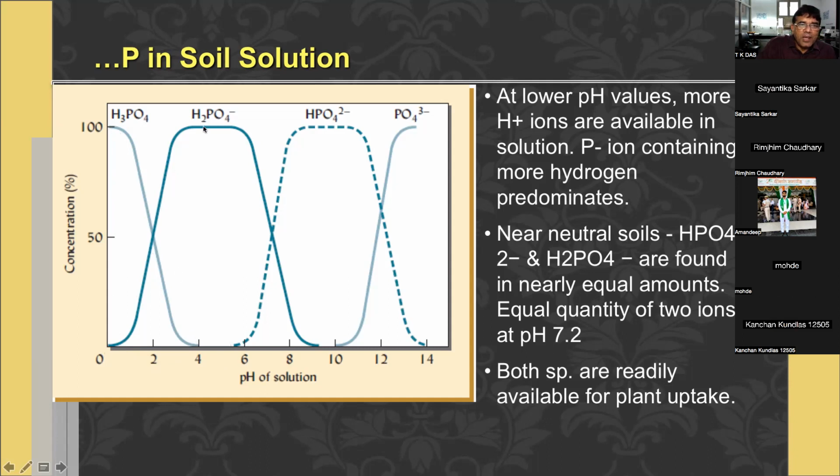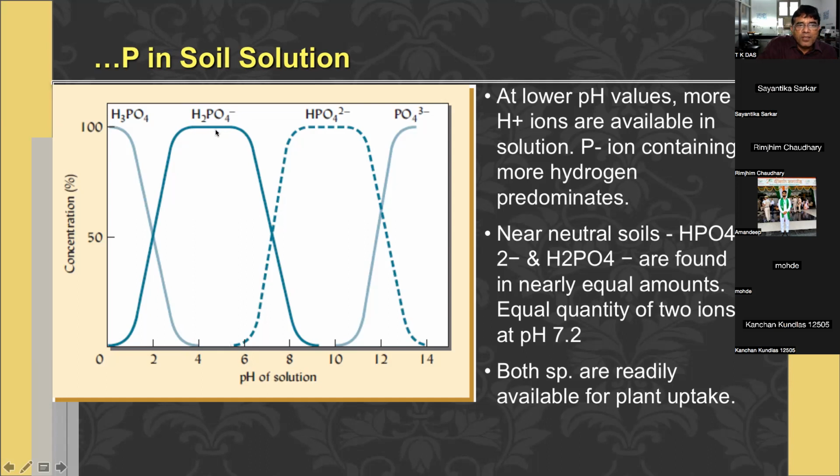Then as phosphoric acid decreases, H2PO4 starts increasing. It reaches maximum at around 3.5 or so; at 3.8, you will have the highest concentration of H2PO4, which will continue up to, say, 6. You can see almost 100% is occupied by H2PO4.